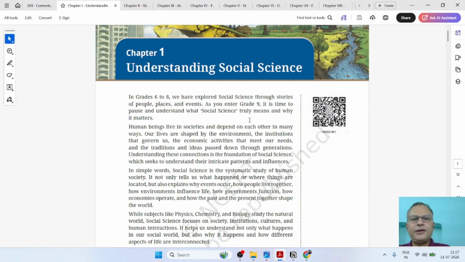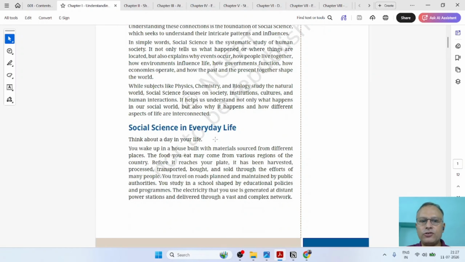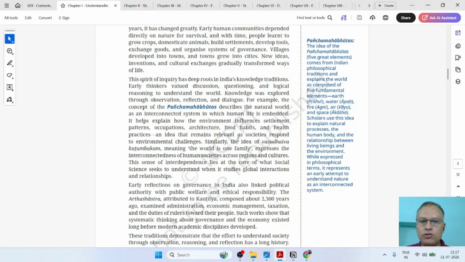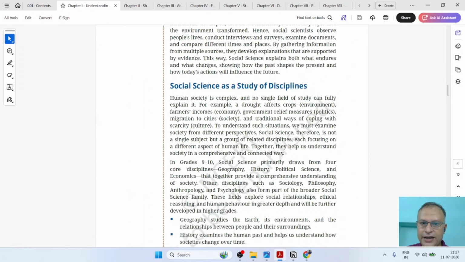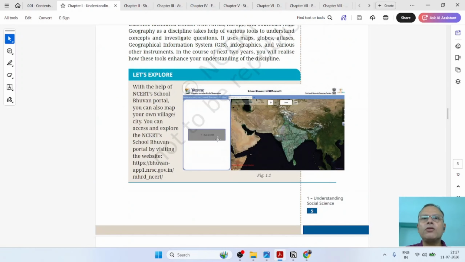So this is the first chapter, Understanding Social Science. What we study in this chapter: social science in everyday life, understanding society through time and traditions, social science as a study of disciplines. Okay, to be brief, this chapter gives an idea about social science itself, and why it is necessary to study it as a student.